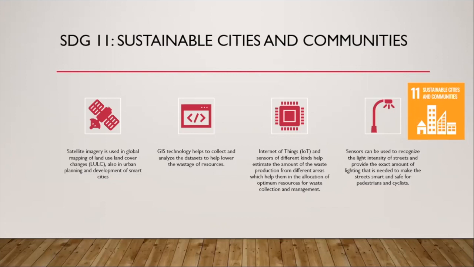resources. The use of Internet of Things and different sensors can help to estimate the amount of waste production from different areas, and can help in terms of allocation of optimum resources for waste collection and management. Also, sensors can be used to recognize the light intensity of streets and to provide the exact amount of lighting that is needed to make the streets smart and safe for everyone, including the pedestrians, including the cyclists, who we always tend to forget when we are planning the cities.